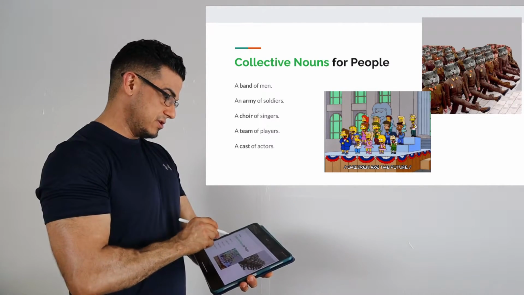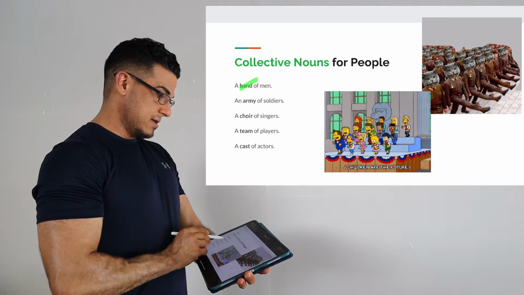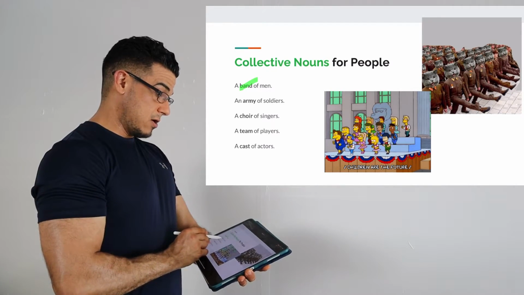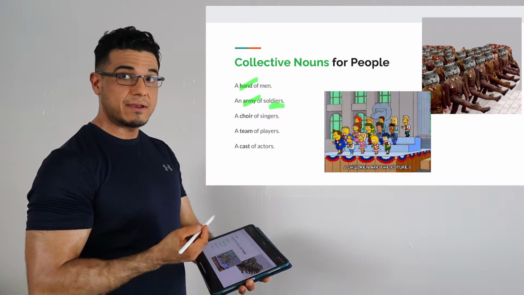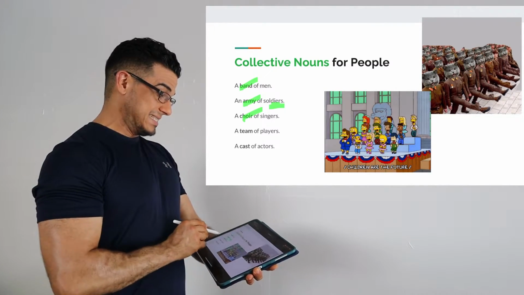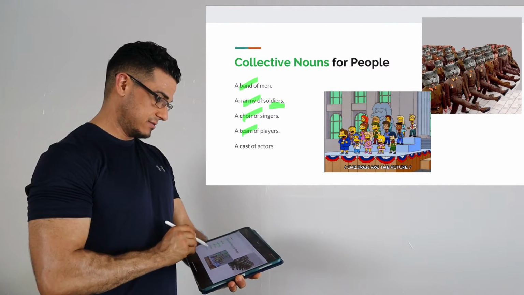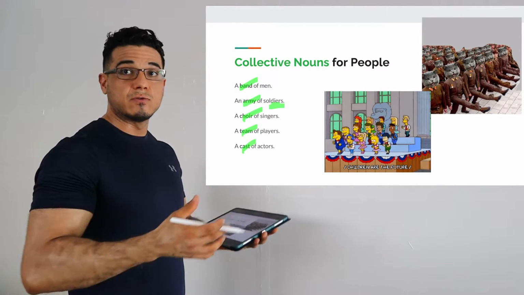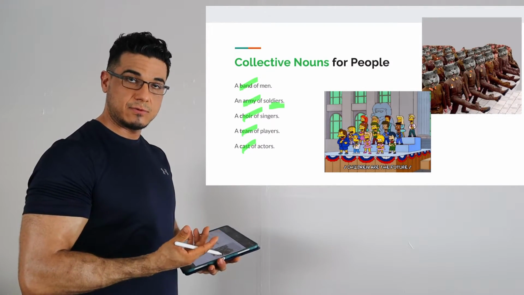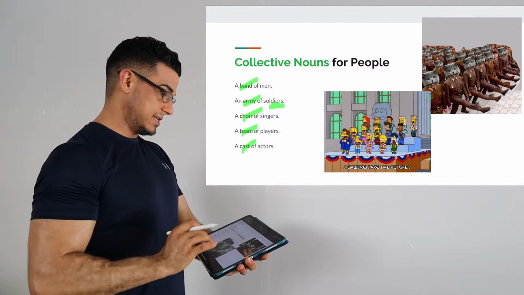So for people, we have a collective noun where you could say a band of men or women, an army of soldiers, so that's a grouping of soldiers in this case, a choir of singers, a team of players, a cast of actors. Again, these are words which are referring to groups of a particular type of person or a category of person. Let's go ahead and take a look at the next one.